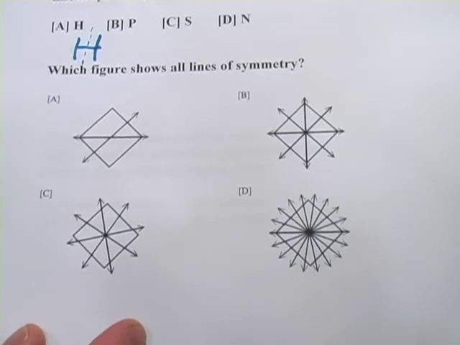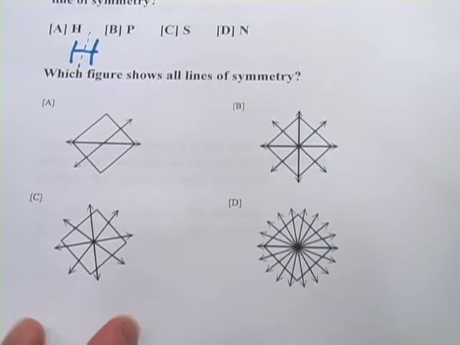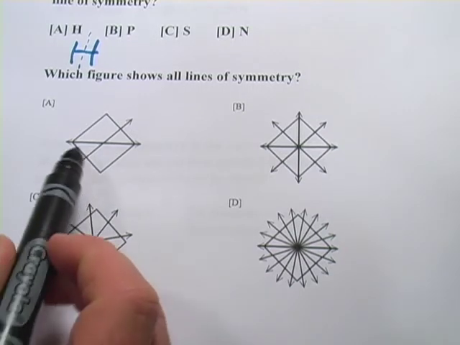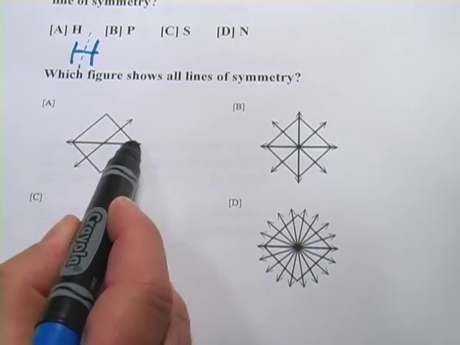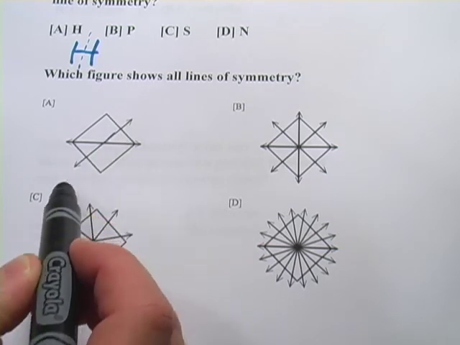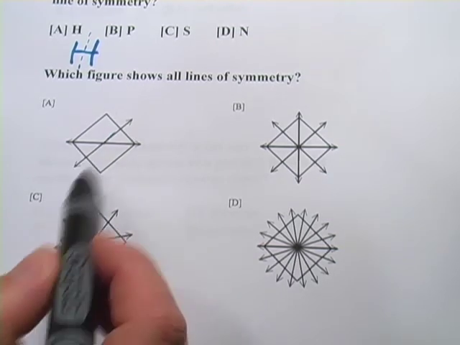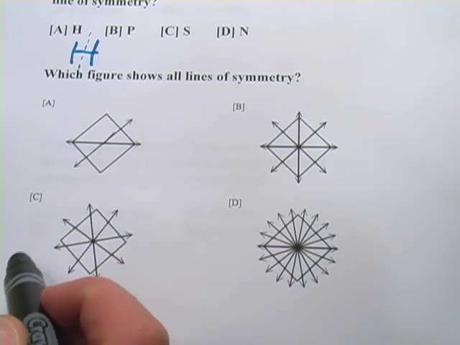All right, let's look at one more here. This is a tricky one. This says, which figure shows all the lines of symmetry? So there might be some here that don't have enough, some here that have too many. So let's try to figure this out. In A, clearly this line and this line, both of them, if you fold it across either one of those, they would match up. So both of those do look like lines of symmetry.